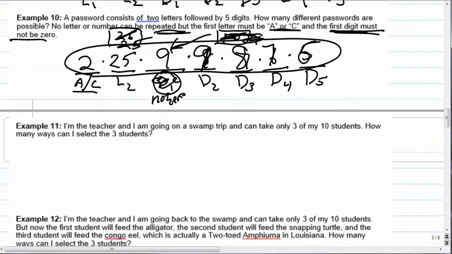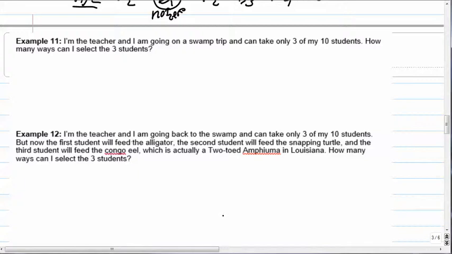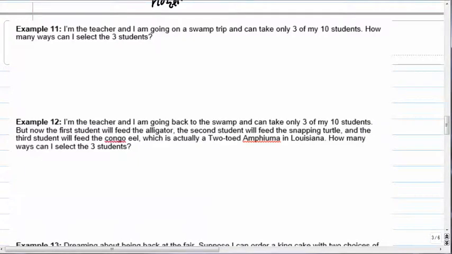Moving on to number 11. I'm a teacher. I'm going on a swamp trip. I can take only 3 of my 10 students. How many ways can I select the 3 students? What do I need to do? I need to pick a student. I need to pick a student. I need to pick a student, right? Where are they coming from? They're coming from 10 students.